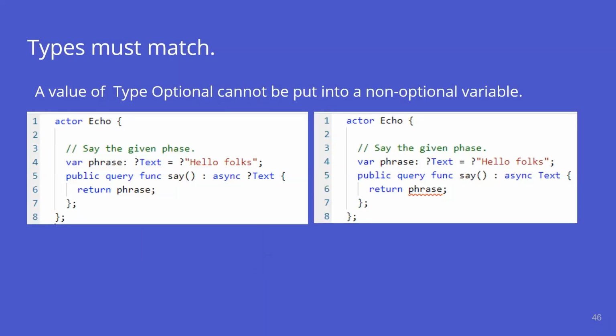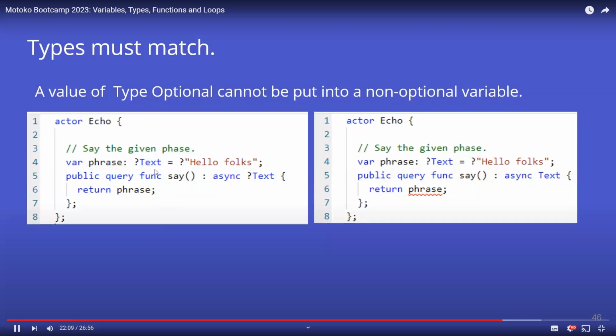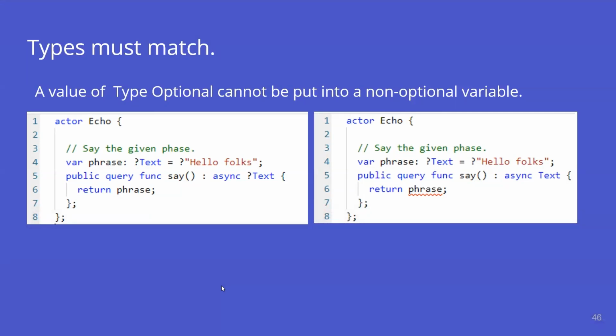So while the optional declaration is very useful, it also means that you have to deal with it throughout, because now you've introduced a new type. If you look at the first echo program here on the left, you can see that I've declared the phrase that I'm going to echo as being optional, and I'm going to assign it a value here. I'm going to say hello folks. In this situation, hello folks cannot be directly assigned to text. You have to state that it's actually an optional value that we're putting in there.